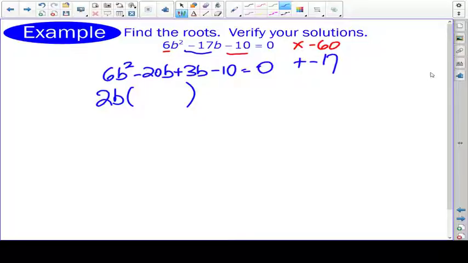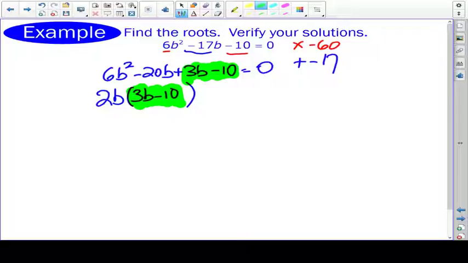What are we left with when we take out a common factor of 2b from those first two terms? 3b minus 10. Now this is a unique situation because I have 3b minus 10 right here, but I also have exactly 3b minus 10 over here, which makes me look at the 3b minus 10 on the line above and ask myself, is there something I can take out of 3b minus 10 to reduce that? And the answer is no.